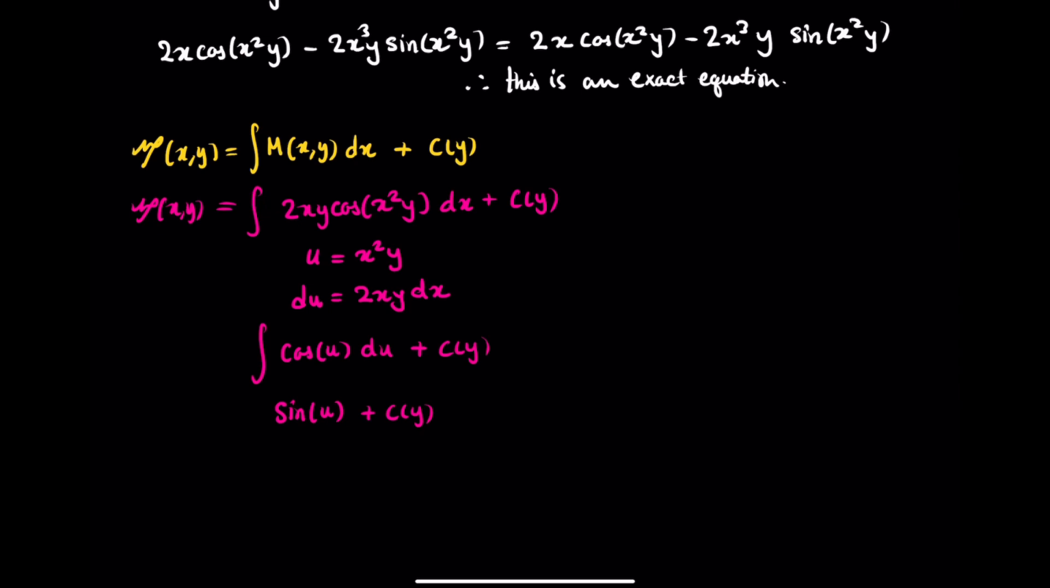The reason we have a c of y is that M is not only dependent on x, it's also dependent on y. So we could have some y being treated as a constant by this integral. Therefore, we substitute u back in, and that's sine x squared y plus c of y. This is currently the value of psi of x, y.